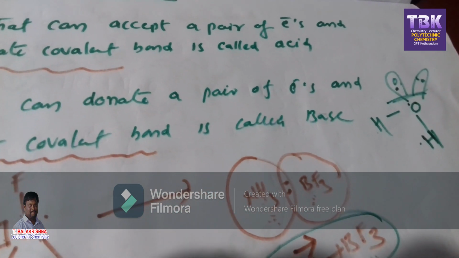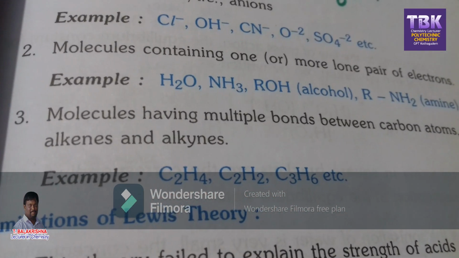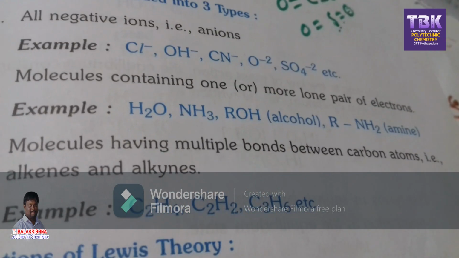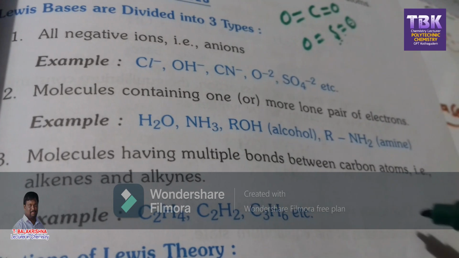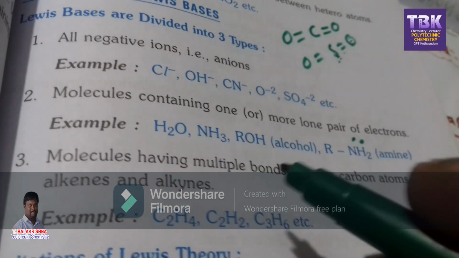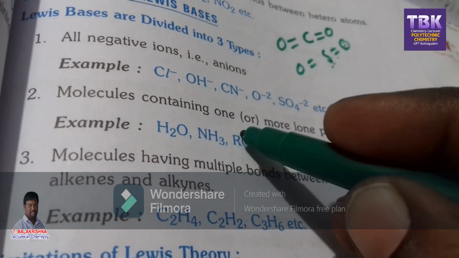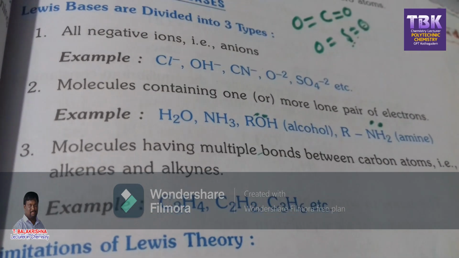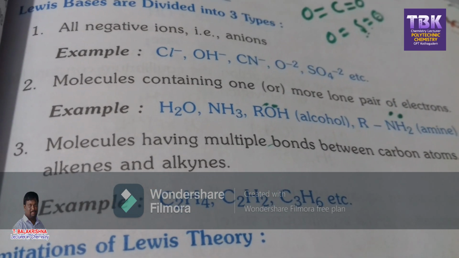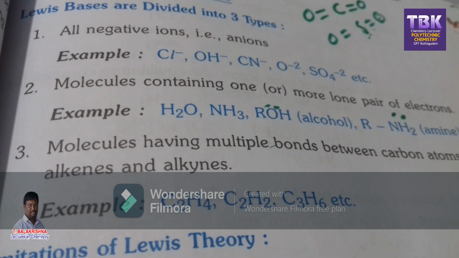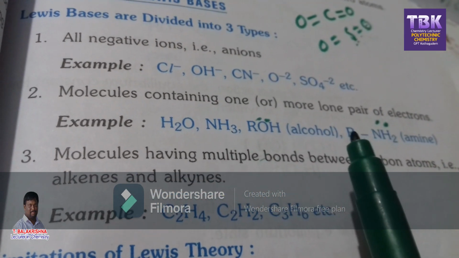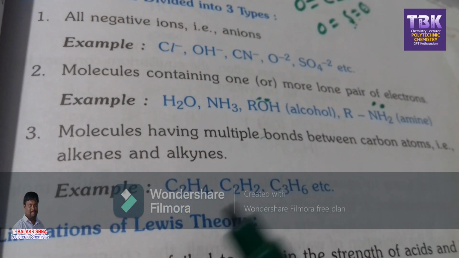So which molecules have lone pairs of electrons like RNH2? See, in RNH2, this N has a lone pair of electrons. And ROH has lone pairs of electrons. So with at least one lone pair of electrons, they are ready to donate a pair of electrons. The one which donates a pair of electrons and forms a coordinate covalent bond is called a base. So the molecule containing one or more lone pairs of electrons acts as a Lewis base.